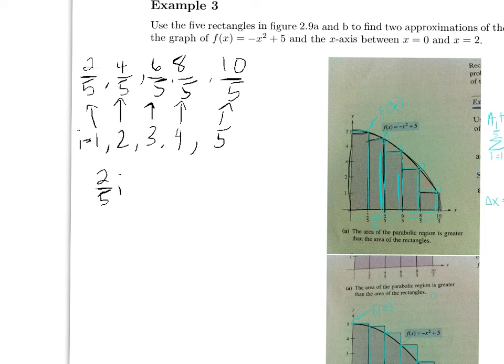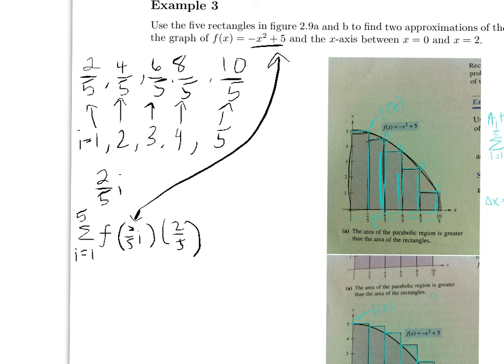So setting up our sum, we're looking at the sum from i equals 1 to 5 of the height, which again is the function at this particular point, which in this case is 2/5 i, times the width, which is 2/5. So now we take 2/5 i and plug it into the function that we're given up here.